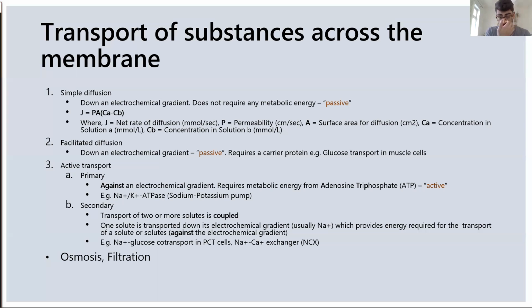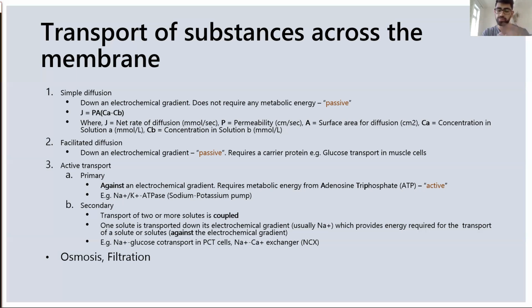We have many other examples in the body, but this is the most important one. It's found in every single cell, and as I said before, one of its roles is to maintain the resting membrane potential. Secondary active transport, in contrast to primary, is the transport of two or more solutes, and the movement of these solutes is coupled. So we have one solute transported down its concentration gradient, for example, sodium traveling from high concentration to low concentration through a channel.